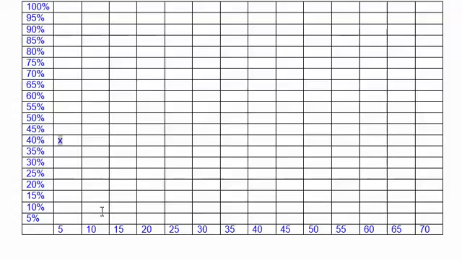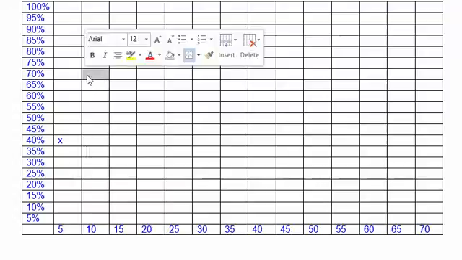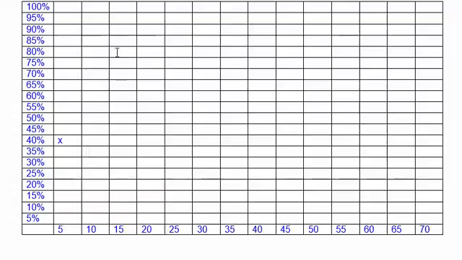And then after I do 10, maybe my percentage will go down to 35%, and then I'd put an X here. Or maybe after 10, it'll be 70%, and then I'd put an X here. I'll do that all the way across. For every time I've got 5 coin flips, I'll put an X.